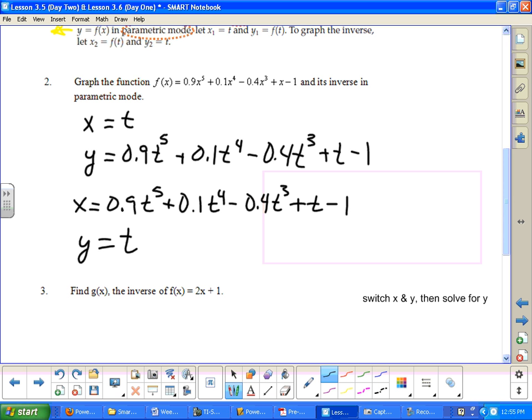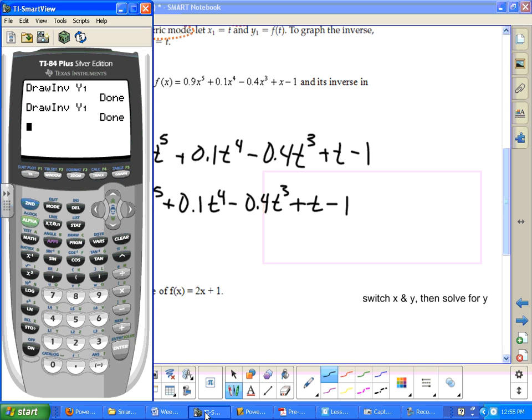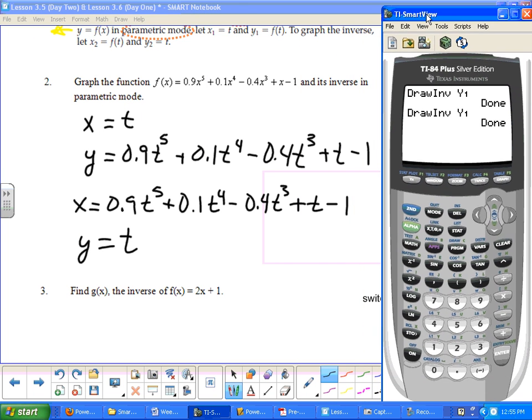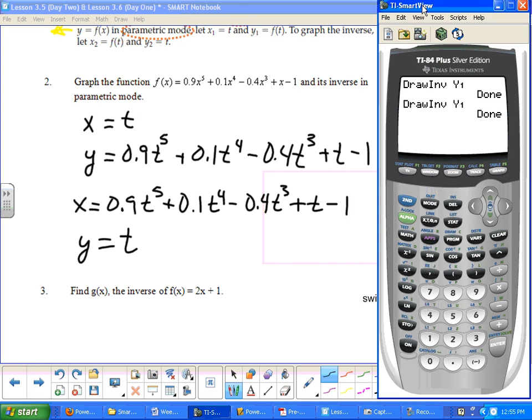So the function that we would do, x equals t, y equals the function. To get the inverse, we let x equal the function and y equal t. All right, so let's graph it and see if we can get this to graph correctly. So first we got to change our mode to parametric.